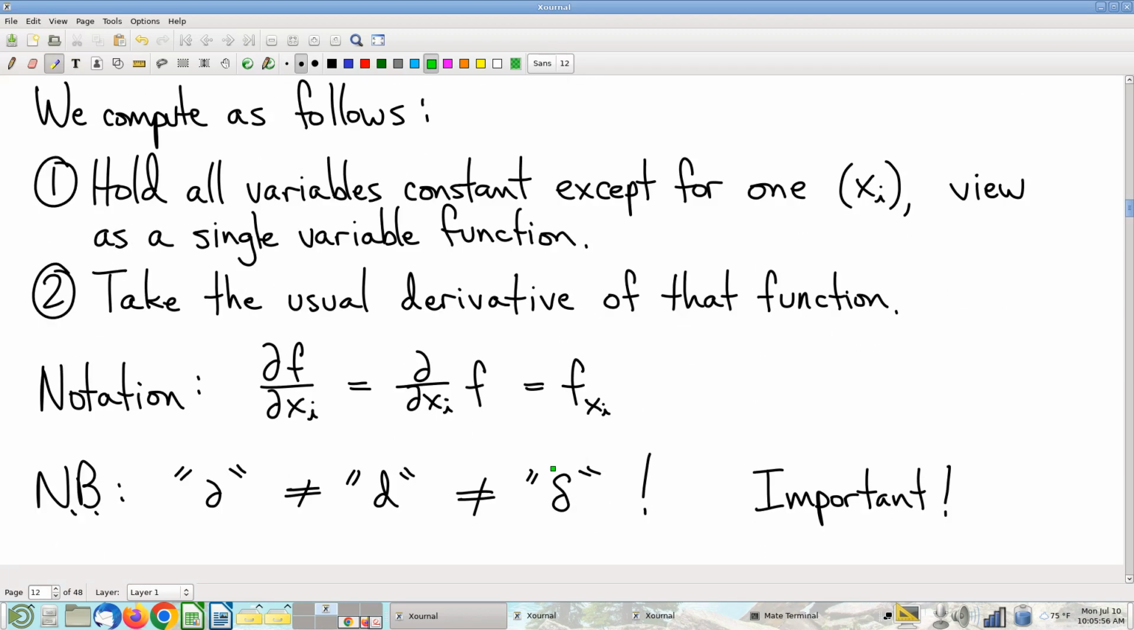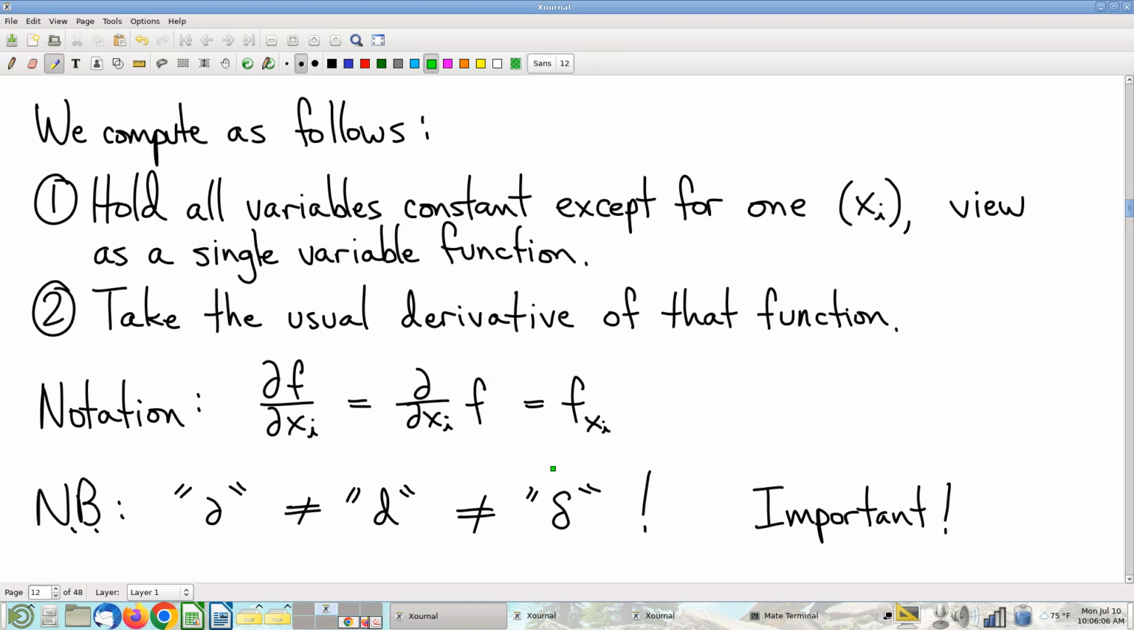So here's how we do it. How to compute partial derivatives. It's pretty simple-minded, really. Cheap trick, even. Here's what we do. We take our multivariable function. We have several input variables. That's the problem. We don't know how to take a derivative of a function that has a bunch of input variables. We only know how to do a derivative if there's just the one input variable.